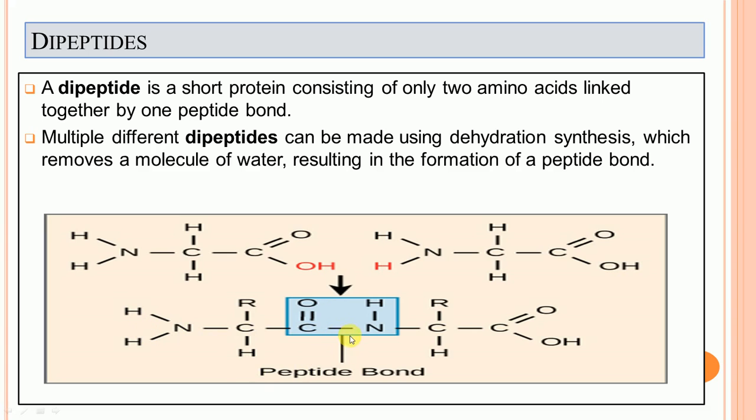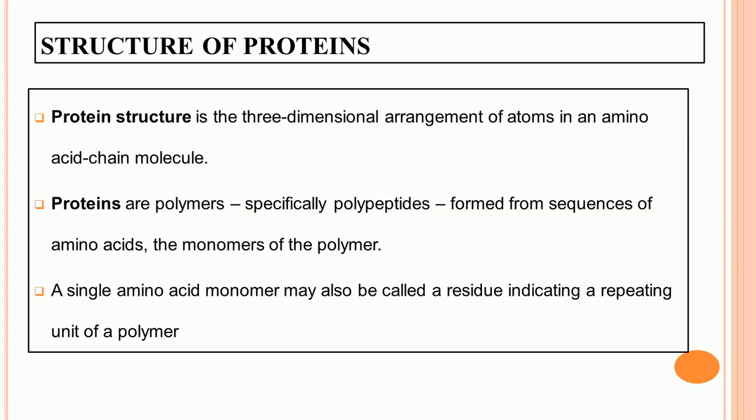Now look here, in these conditions, this bond is called the peptide bond. Usually the peptide bond is the bond which is present between amino acids in protein molecules. So the same condition is here. So this is the overall structure of the dipeptides.